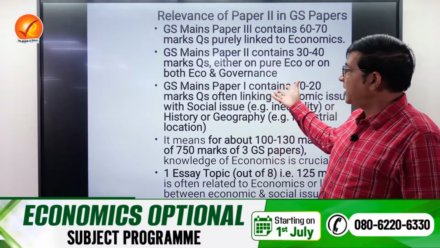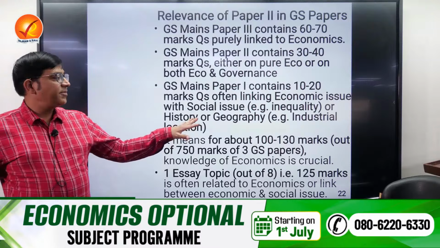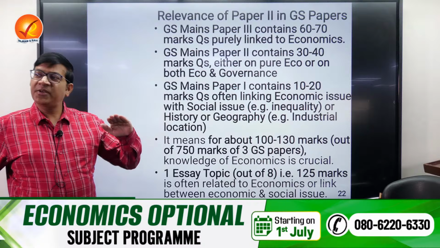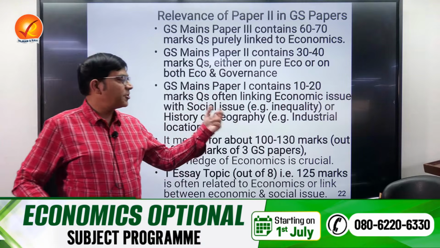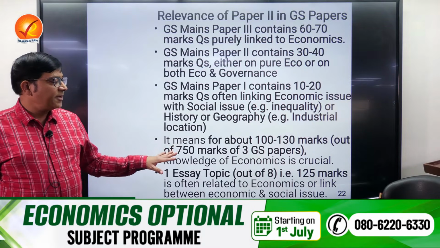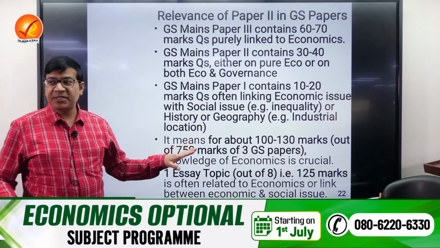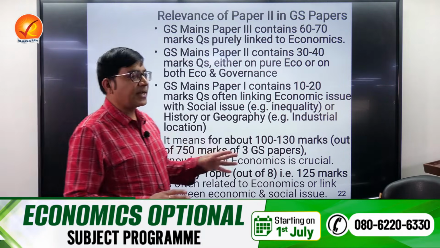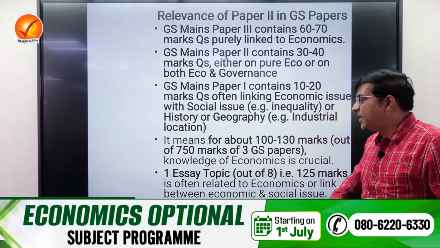And as I told you, even in paper 1, 10-20 marks of questions are mainly linked to economic history, sometimes even linked to social or geographical issues. Mostly I have seen in paper 1 a link of economics with history, but you never know. Sometimes on inequality they can ask, or from geographical areas like industrial relations. So if you take a sum total, say around 100 to 130 marks, at least around 100 marks of the questions that you attempt in GS mains is where economics is directly or indirectly important. That makes the subject quite important for your mains also.